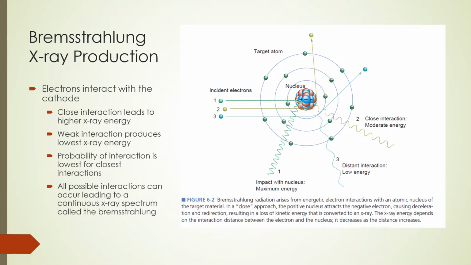If the electron gets very close to the nucleus, it experiences a strong interaction and suffers a large deflection, leading to the production of a high energy X-ray. This is shown by the number 1 electron. This type of interaction is the least likely to occur. Because of the wide range of probable interactions, there is a spectrum of X-ray energies produced. This is a continuous spectrum called the Bremsstrahlung spectrum.